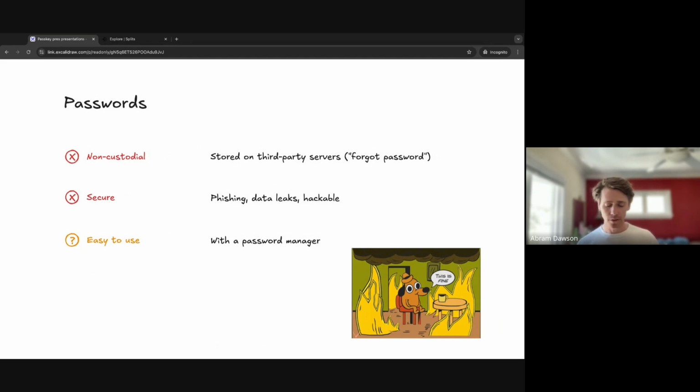And are they easy to use? If you use a password manager, they can become easier to use. But often it's ease of use versus security, right? That's a really big challenge, because if your password is like password234, that might be easy to use, but that's absolutely not secure. So password managers do make it a little bit better.